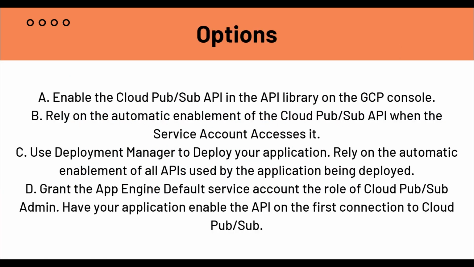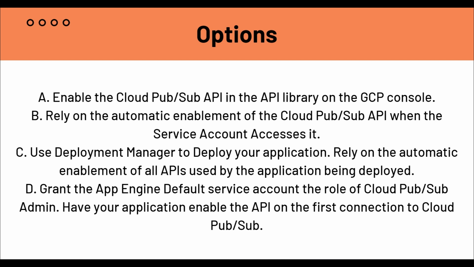Alright, so the options are A. Enable the Cloud PubSub API in the API library on the GCP console. That is what I was talking about. You walk there, you charge it yourself. Don't rely on the others. That is why A will be the answer, but let's still go through the other options.